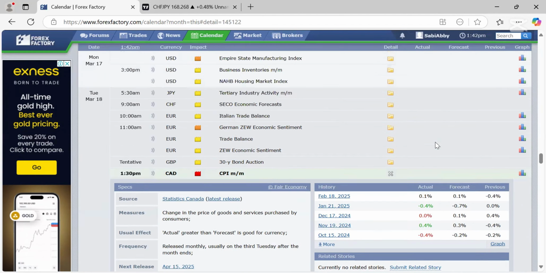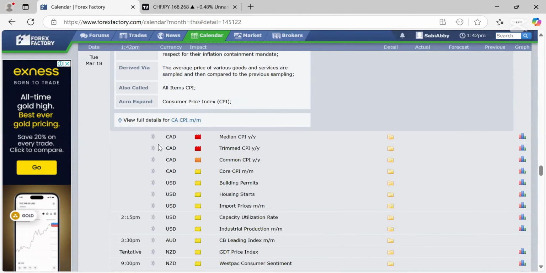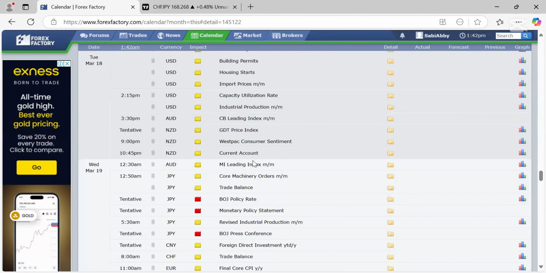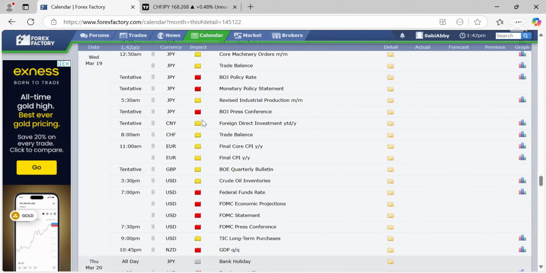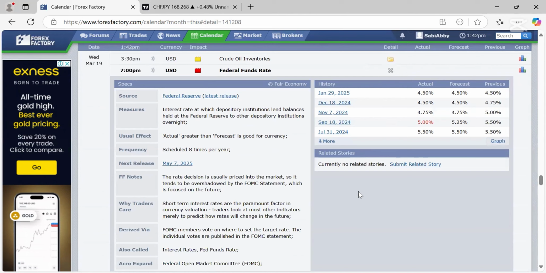Perfect. So you can see that we have all of this happening. There are the high impact median CPI, trim CPI, and then there are the low impact and the medium impact. So for those of you who are new to understanding fundamentals, just simply click on the folder right here and it shows you what it measures. If you want to gain even more knowledge on how this works, you can go on platforms like Forex Live or Investing.com and do your research on what these different things mean, right?